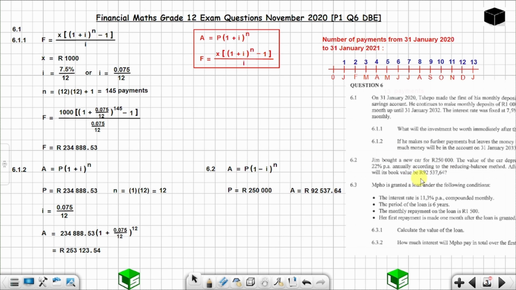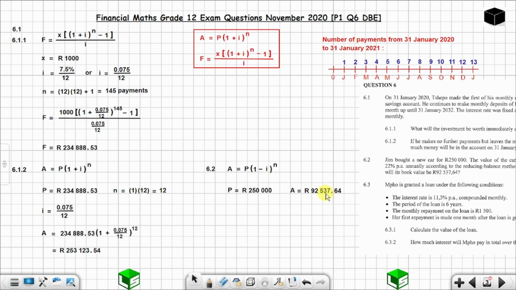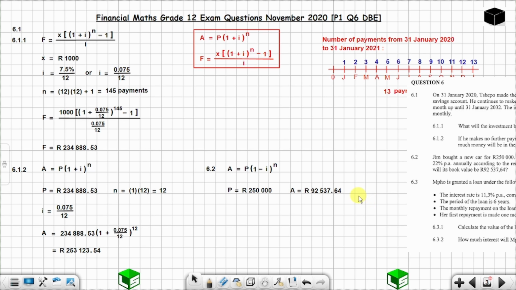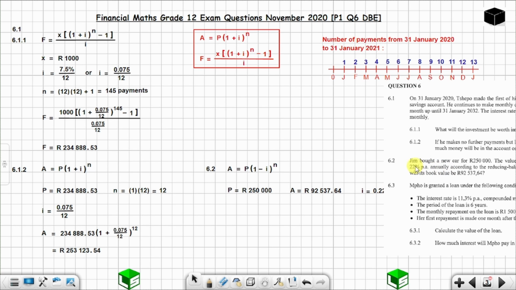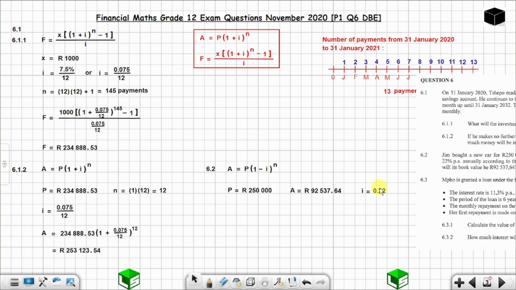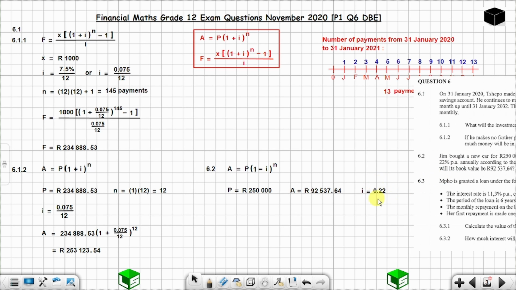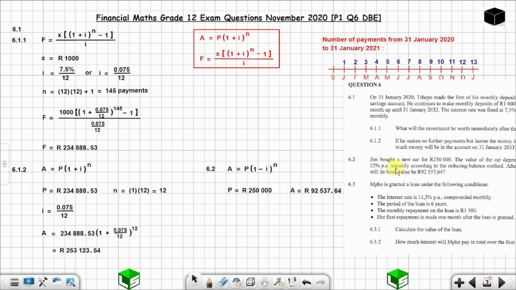Now you have this. So this is the final. And you have I is equal to 22% per annum. So you divide by 100, you're going to have 0.22. Annually, so you're going to divide this by 1. You're still going to have this.